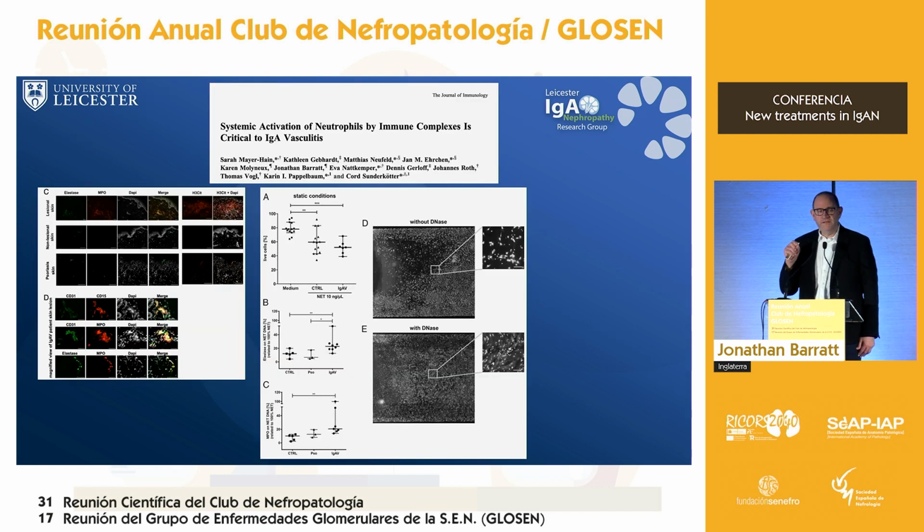But what is it that's different? Because clearly patients with IgA vasculitis behave differently. And so again, this is some work we did with Cord Sunderkotter. What we did was we collected blood and we purified the immune complexes from patients with IgA vasculitis during a flare and when they were in remission. And then we exposed neutrophils to those immune complexes.